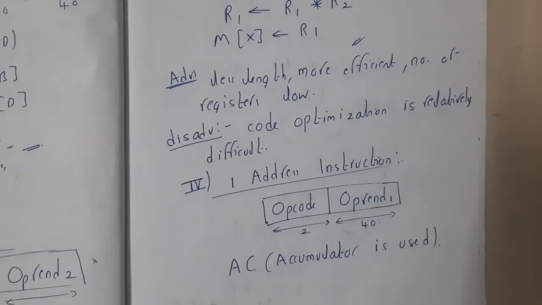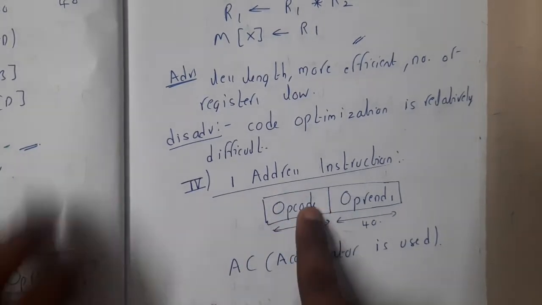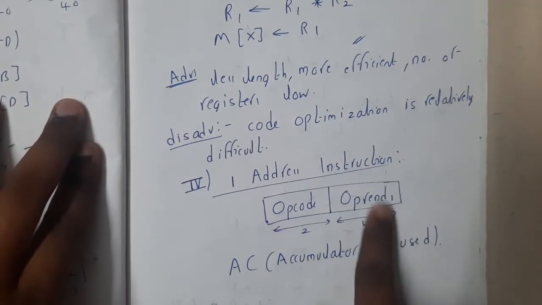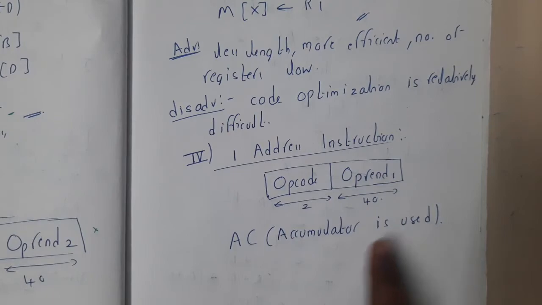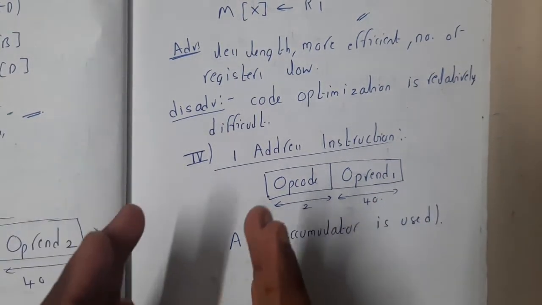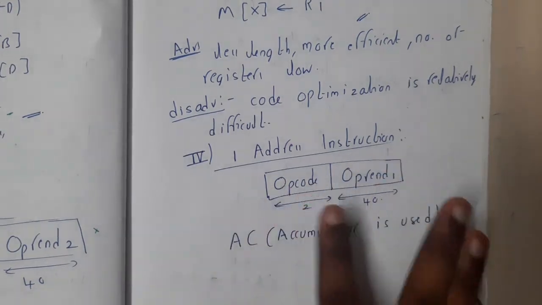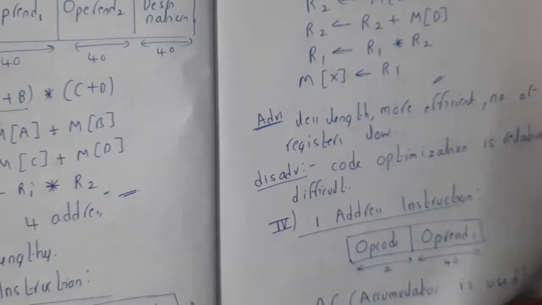Got it? Yes. So now moving on, the next type is the one address instruction. Here we are having opcode and operand. So we are using an accumulator here. What is an accumulator? It is a special purpose register which is going to store the values internally. It is going to add the result and store the value, and it also stores values normally. So everything you will be doing with the help of the accumulator.